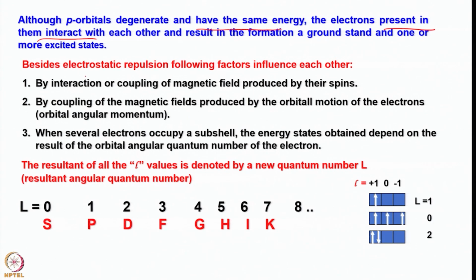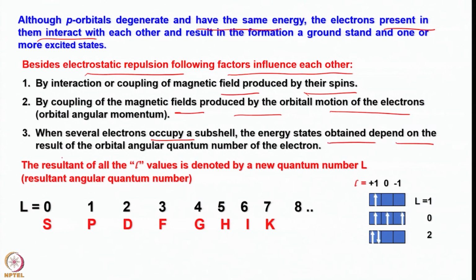Besides electrostatic repulsion, the following factors influence each other. What are those factors? The interaction or coupling of the magnetic fields produced by their spins, and the coupling of the magnetic fields produced by the orbital motion of the electrons, which is called orbital angular momentum. When several electrons occupy a subshell, the energy states obtained depend on the result of the orbital angular quantum number of the electrons.